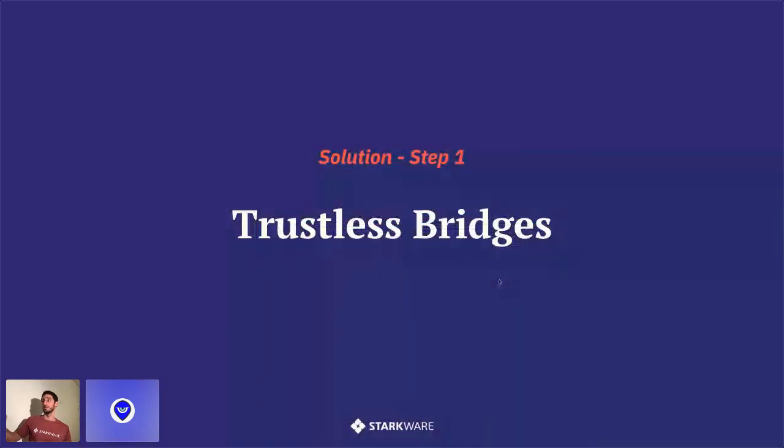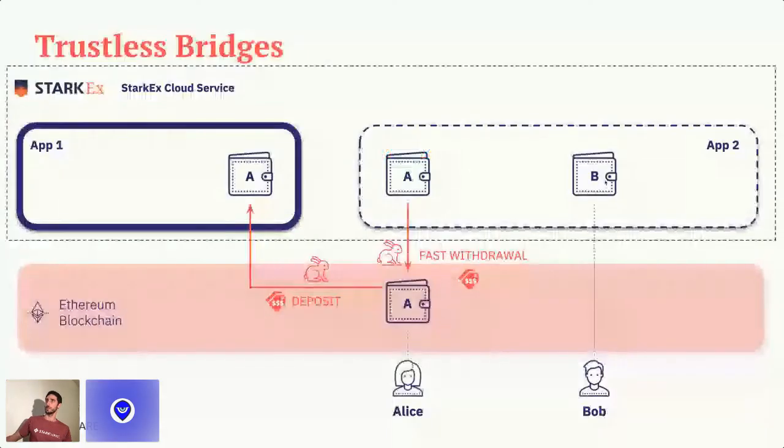Now, we solved the first problem, and the second problem is how we construct bridges between different StarkX applications, right? So again, we have here two applications, and we saw how we can do a fast withdrawal, how we can do a fast exit. So if we want to move funds from Alice's account on application one, we can do it in a naive implementation, right? We can do a fast withdrawal. Then Alice can immediately deposit the funds to the application.